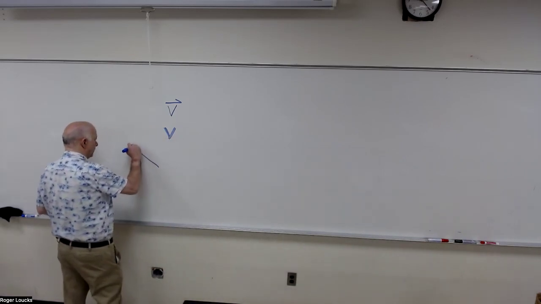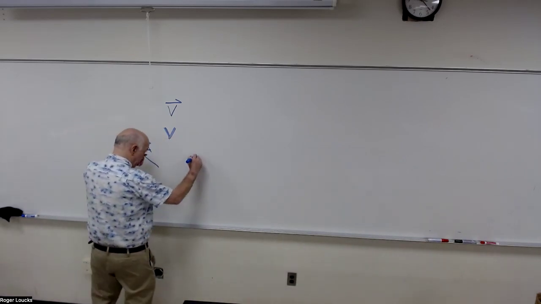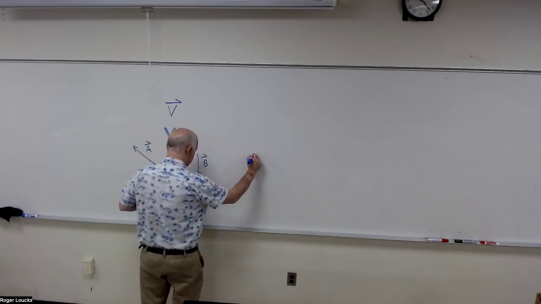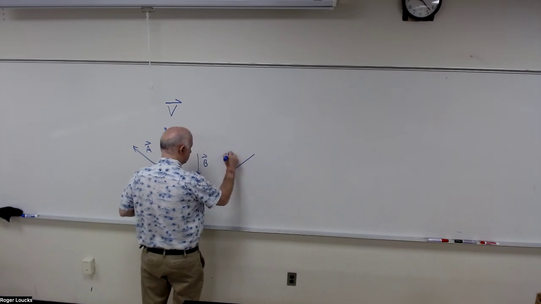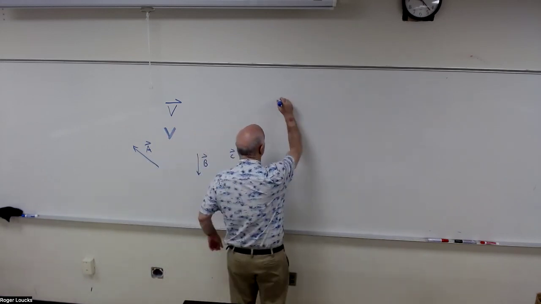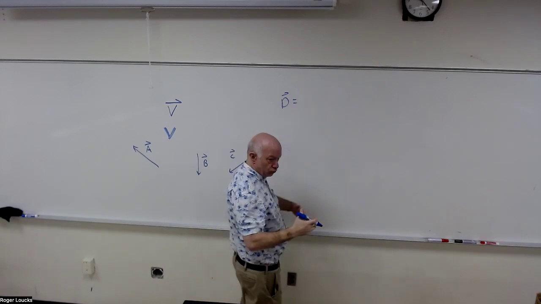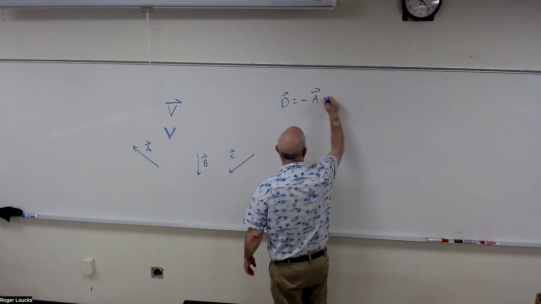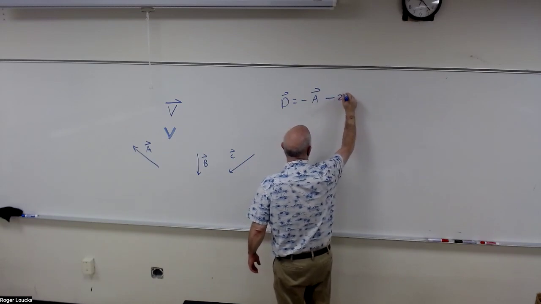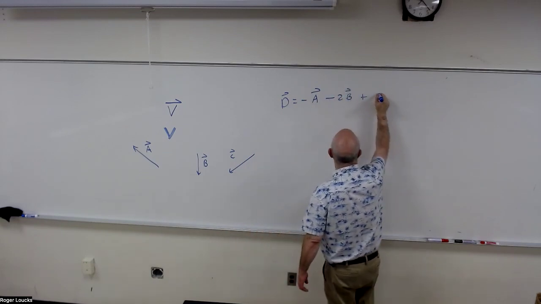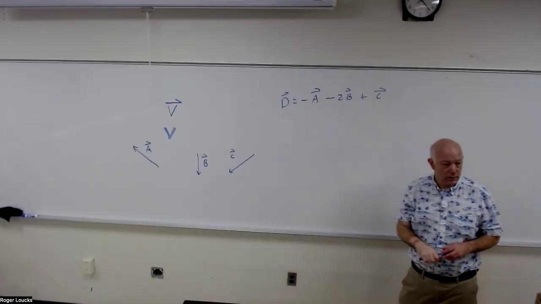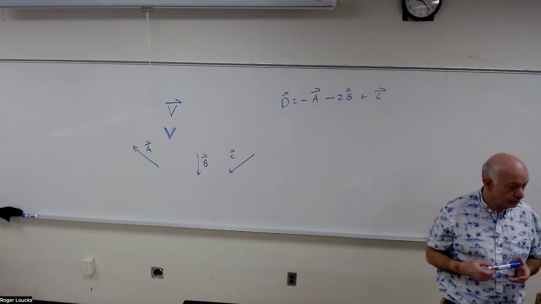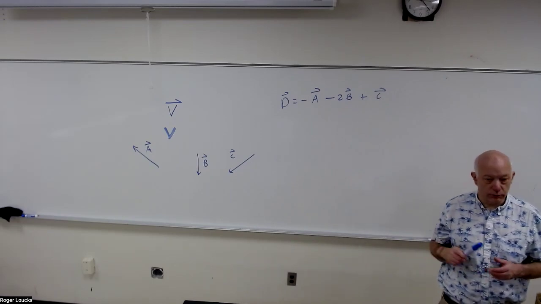Okay, so let's just take an example here. So let's say here's a vector here, A. Here's a vector here, B. And here's a vector here, C. And I want you to find D, and this is graphically, to be minus A, minus 2B, plus C. How would you graphically do this? Meaning on the board. You're going to draw a pretty picture.